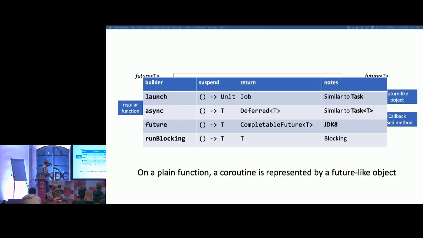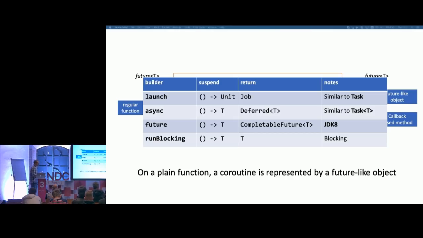Also, Kotlin aims to target other platforms. So if I'm using Kotlin Native, I will still have job available, but CompletableFuture is not available on iOS, for instance. And I have async, which is a variation of launch when I'm calling a suspend function that returns a T, and it returns a deferred.